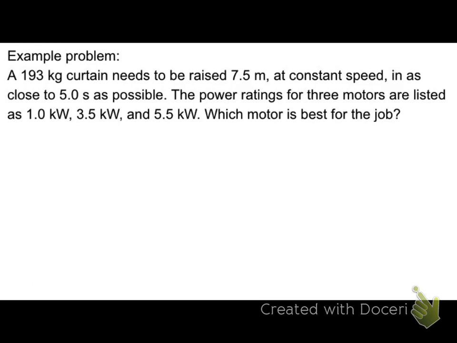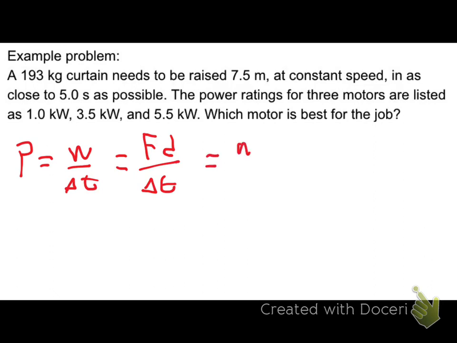So we can use our equation for power. We know power is work over change in time, and we can also write that as force times distance over change in time. And then we also know that force is equal to mass times acceleration. Since in this case we're talking about the force required to lift that object, the acceleration would be the acceleration due to gravity. So we could write this as mass times gravity times distance over change in time.